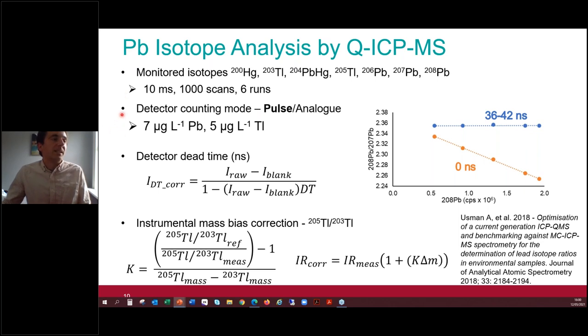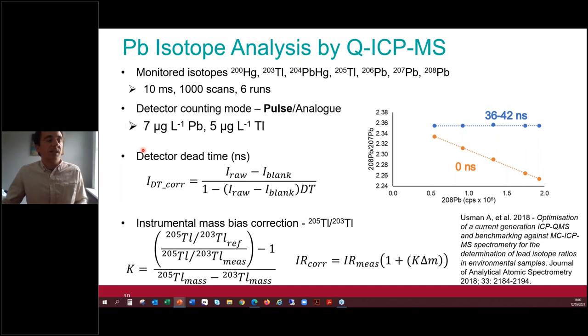So ideally, when you do isotope analysis, you only want to be monitoring your signals using one detector mode. So in quadrupole ICP-MS, when you've got low levels of signal, you're essentially in a pulse mode, and when it gets to a certain threshold, it switches to an analog mode. And if you do that when you want to use the data for isotope ratios, you'll end up producing highly imprecise isotope ratios because you're using different detector modes.